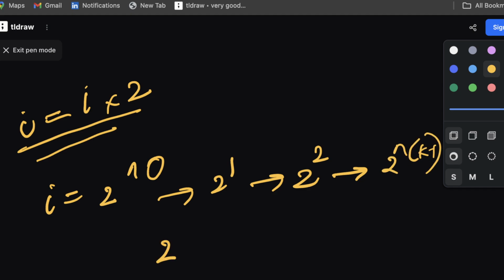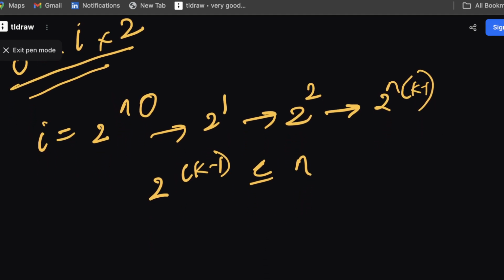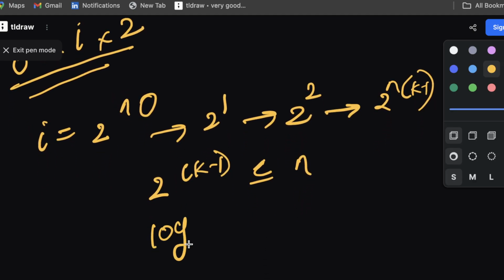So I need to break this. If I say comparing it with n, so now you apply log. So if I say log, so this is basically log 2, right? If you need to convert it into power. So the moment I apply log 2, this k minus 1 comes out, right? Taking log 2 on both sides, okay.